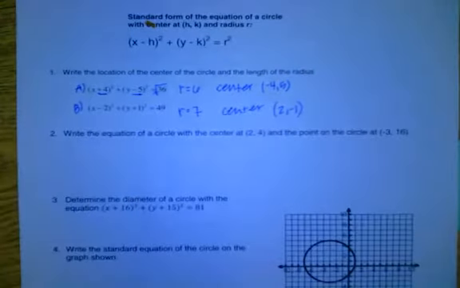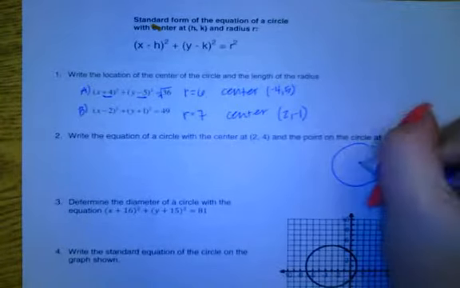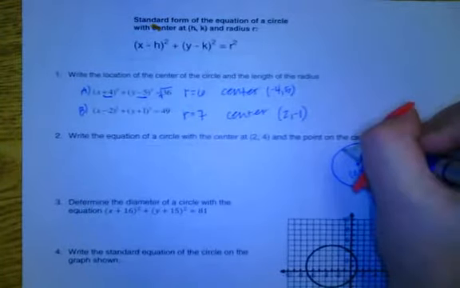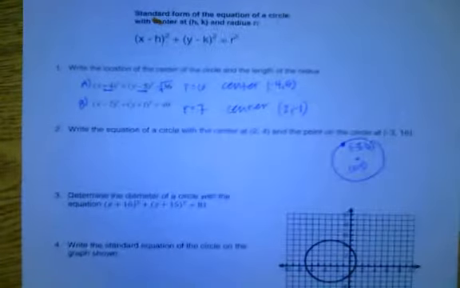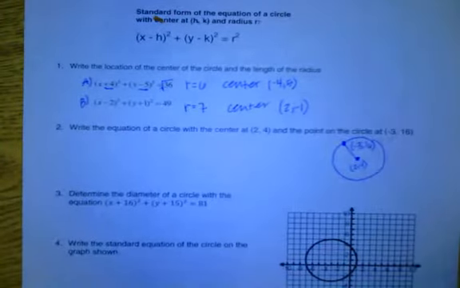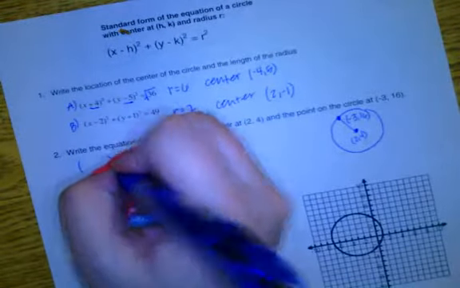Okay, so far so good, right? Alright. Number 2, write the equation of a circle with the center at 2, 4, and there's a point on the circle at negative 3, 16. Okay, so let me show you kind of what that would look like. My center is at 2, 4, and there's a point somewhere on my circle at negative 3, 16. Okay, let's start writing our equation so far. Based off the center, how would I write my equation?